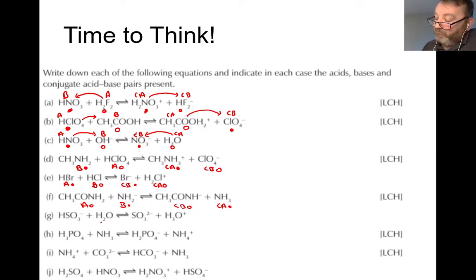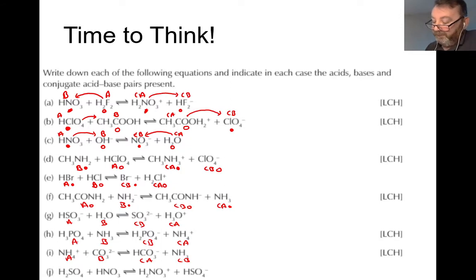HSO3 minus and H2O, look at what happens. H2O becomes H3O. So the proton is given this way, from HSO3 minus to H2O. Acid, base, conjugate acid, conjugate base. Next one, H3PO4 becomes H2PO4. So that's the acid, that's the base, that's the conjugate acid, and that's the conjugate base. The second last one, NH4 plus and CO2 has become NH3 and HCO3. So again, the acid, the base, the conjugate acid, the conjugate base.